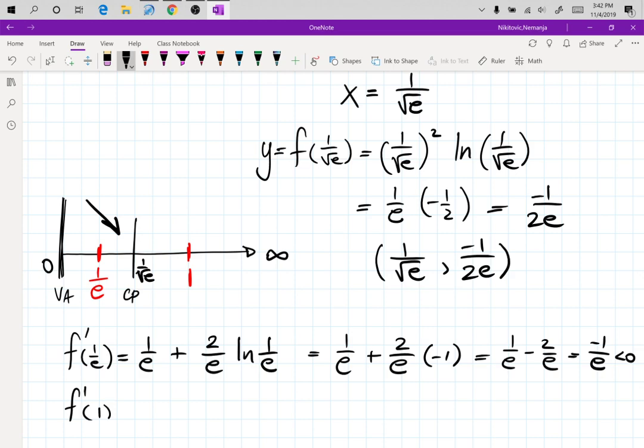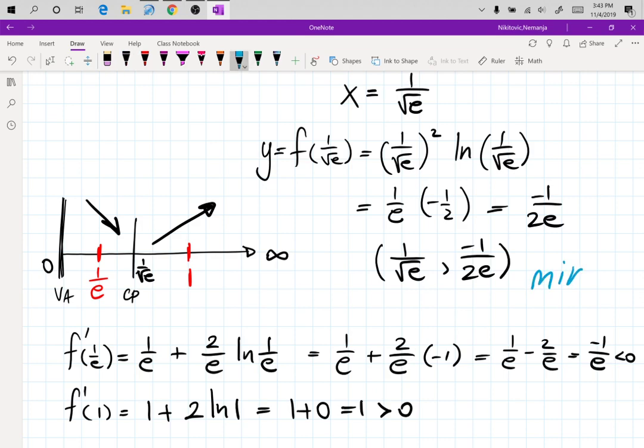And f prime at 1 is 1 plus 2 ln of 1, and ln of 1 is 0, so 1 plus 0, which is 1, which is bigger than 0. So we have an increase. And what we get for free is that this point is a minimum, because the function goes down, hits this point, and then bounces up. And that's how the minimum is made.